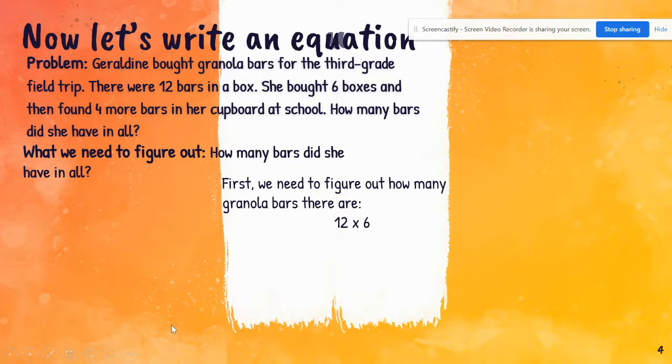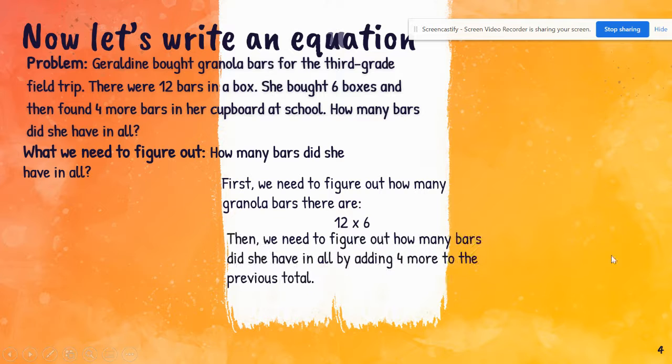So first we need to figure out how many granola bars she has in the boxes, right? So we would do 12 times 6, because there are 12 granola bars and she has 6 boxes. So 6 packets of 12. That's why we multiply 12 times 6. Then we need to figure out how many bars she has all together, by adding 4 more to the previous total.